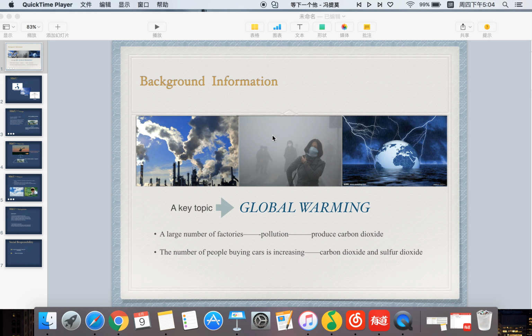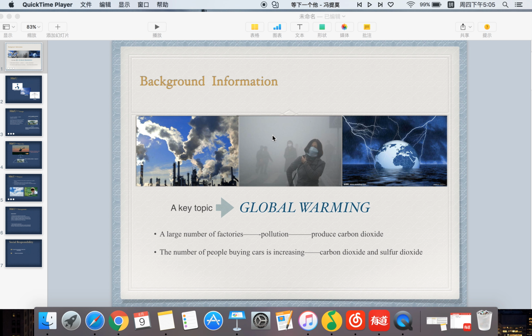Because the environment is destroyed, people's life and health are threatened. For example, people build a large number of factories that emit pollution and produce carbon dioxide. Because of the continuous improvement of living standards, the number of people buying cars is increasing, especially in countries with large populations, for example, in China.